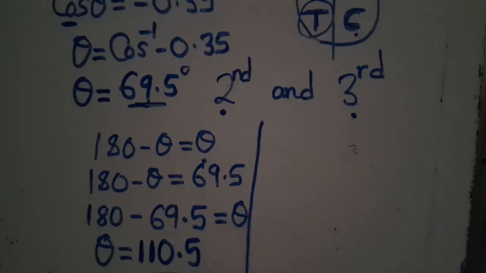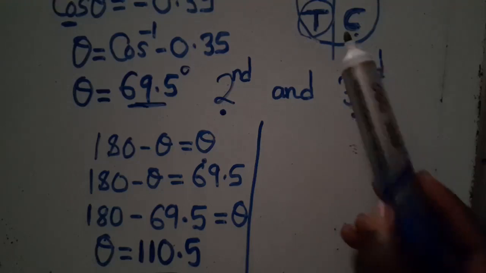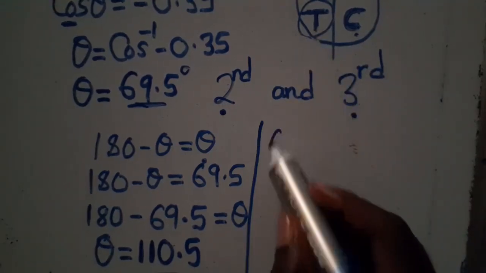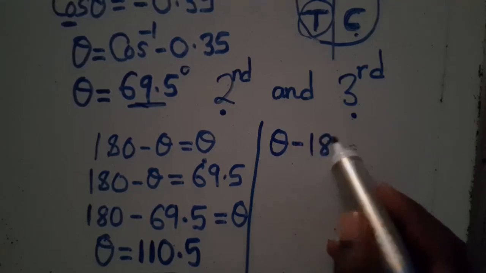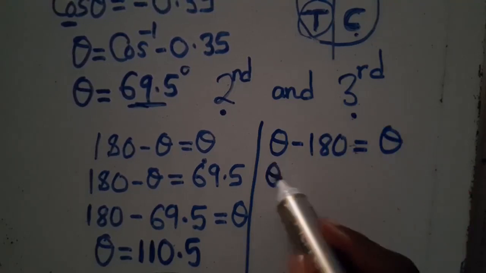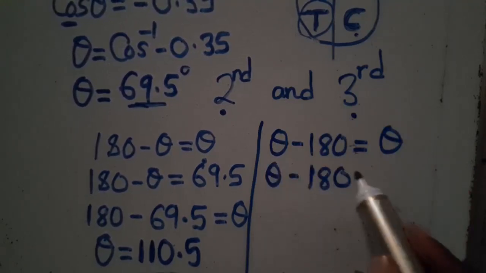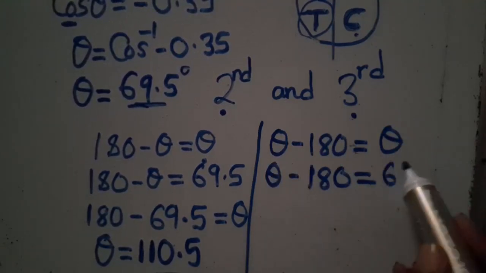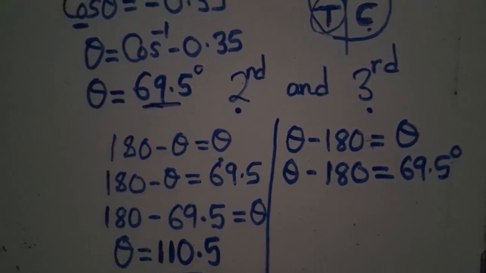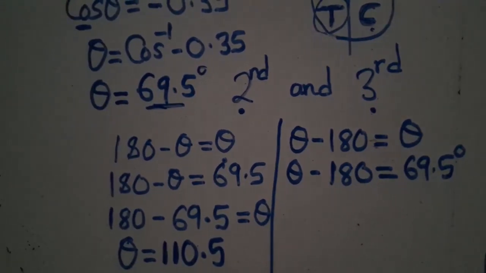We move to answer number 2. So this is the first answer. Then the second answer, this is the third quadrant. What did I say in the third quadrant? You say this minus this is equal to the answer that you found. So you say this minus 180 is equal to 69.5. I'm just simplifying this to your level so that you understand.